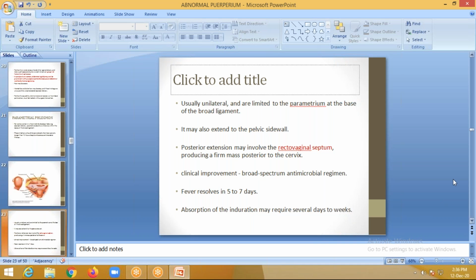Clinical improvement will be seen with the broad spectrum antimicrobial regimen. Fever resolves in 5 to 7 days. Absorption of induration may require several days to weeks.